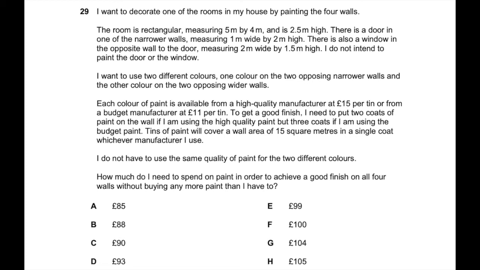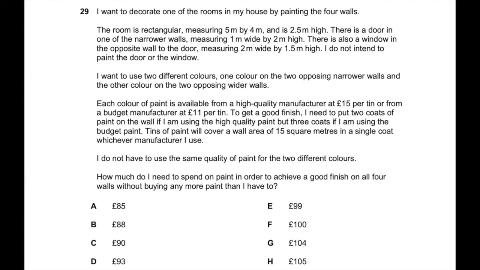The area needed to be painted on the narrower walls is 4 multiplied by 2.5 multiplied by 2, minus 2, minus 1.5 times 2, equals 15 meters squared. If each tin covers 15 meters squared, then, for 2 coats of high-quality paint, 30 square meters total, 2 tins are needed. 2 tins equals 30 meters squared, which would cost 2 times 15 pounds equals 30 pounds. For 3 coats of budget paint, 45 meters squared, 3 tins are needed. 3 tins equals 45 meters squared, which would cost 3 times 11 pounds equals 33 pounds, so high-quality paint is the cheaper option here.